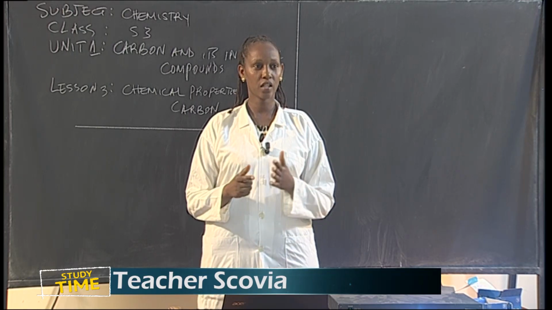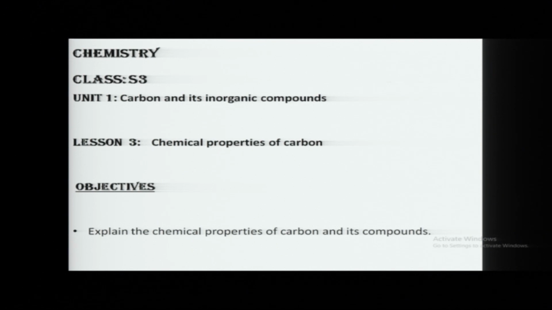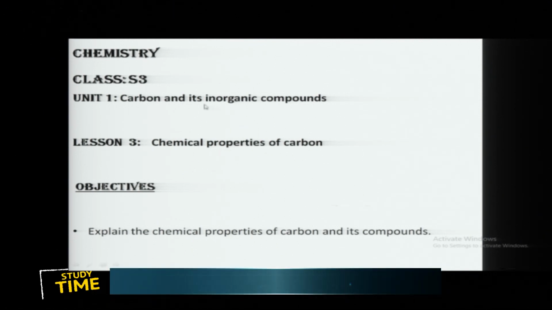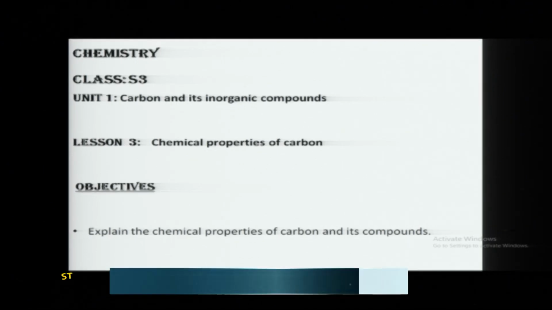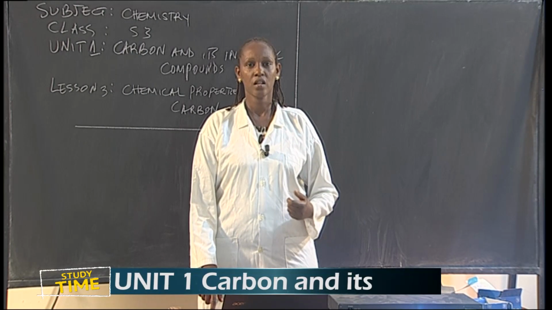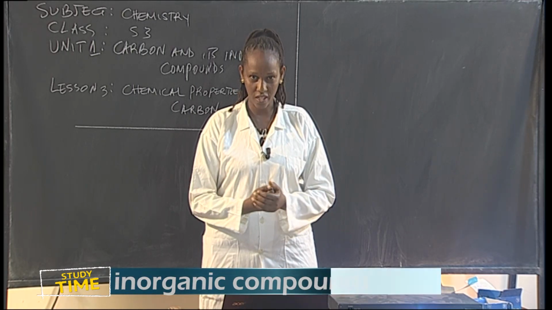Today we are on Unit 1, which is carbon and its inorganic compounds. You remember we had started this unit in the previous lessons. We had talked about carbon, we had talked about allotropes of carbon. So today we are going to talk about the chemical properties of carbon, all right?